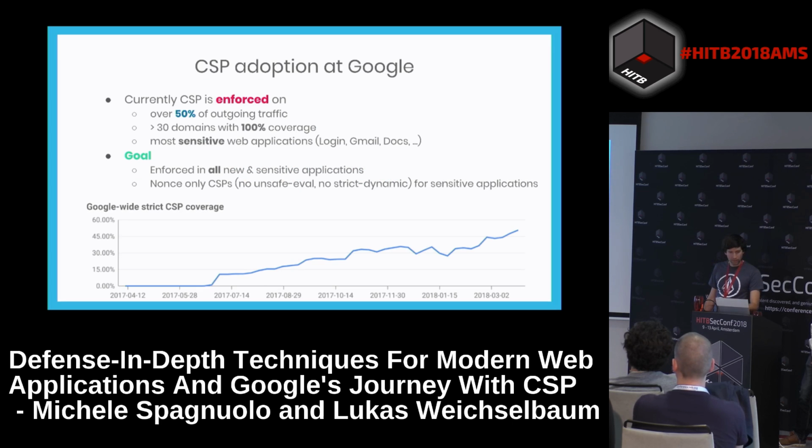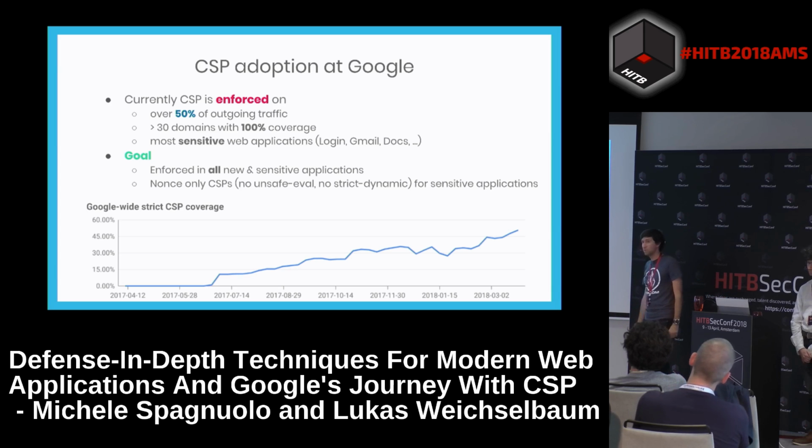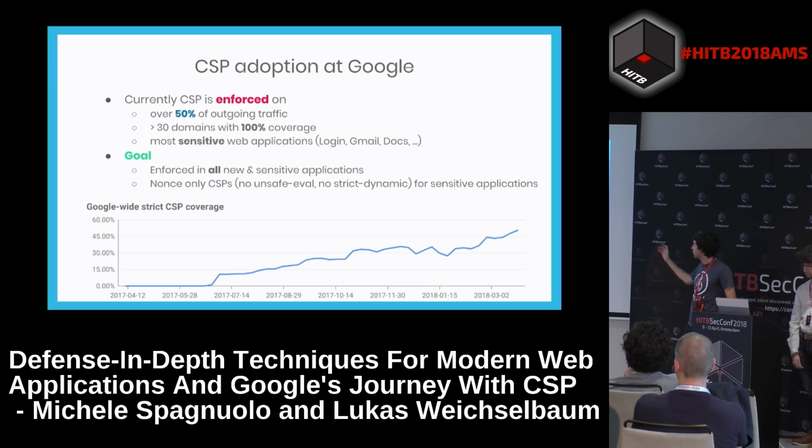So two slides about CSP at Google. I already mentioned during the last 12 or 18 months, we basically were able to ramp up CSP coverage to over 50% of all the outgoing text HTML Google traffic. And we focused on sensitive stuff like account login, Gmail, Docs and Drive, and stuff like that. And we're not there yet, right? There's still a long way to go. But the goal would be to basically enforce it on all new launches, and especially in all the sensitive applications.